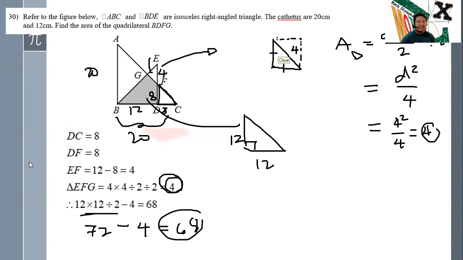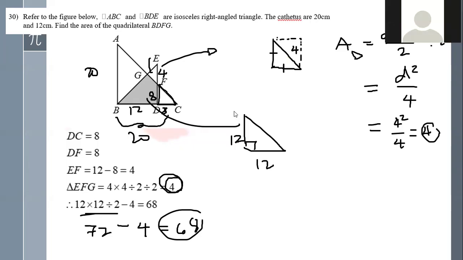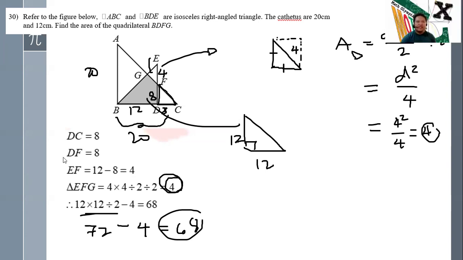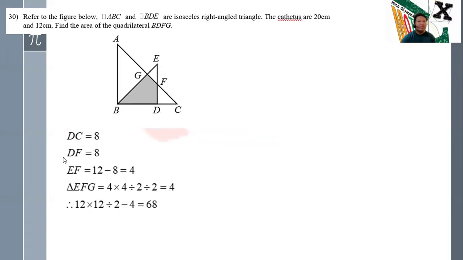Yes? Can you go back to question 24? I need to take a picture of it. Okay, try to have it. The video will be sent, and you also have the solution set given to you right now after this one.